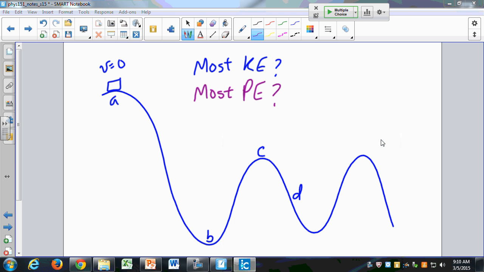A is the right answer. It has the most potential energy up here at the top. Because remember, potential energy is equal to M times G times H. So wherever the height is the most, that's where your potential energy is the highest. Where does it have the fastest speed?